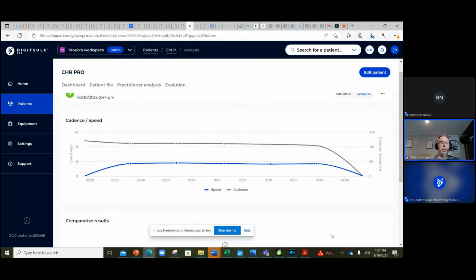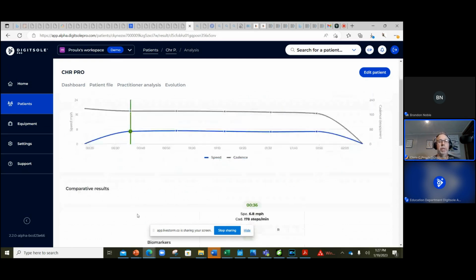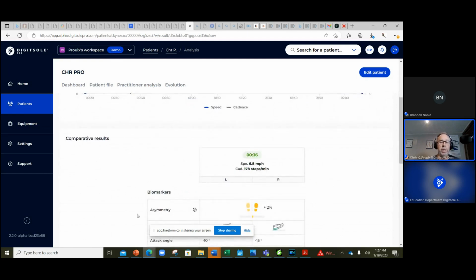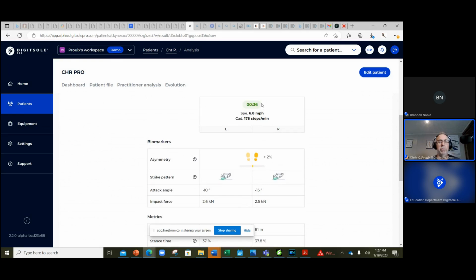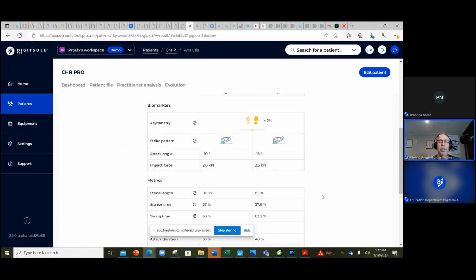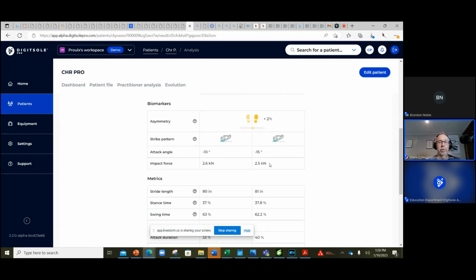What's different about the details view is that it puts all the information down instead of looking at the mean of all of the running data. We can actually click on a point. If we click on a point in time, remember that's going to be a 15-second aggregate, and we can see what kind of information we get with their speed and their cadence. We can look at their attack angles. And so it gives us a comparison between the right and the left at any given moment in time.